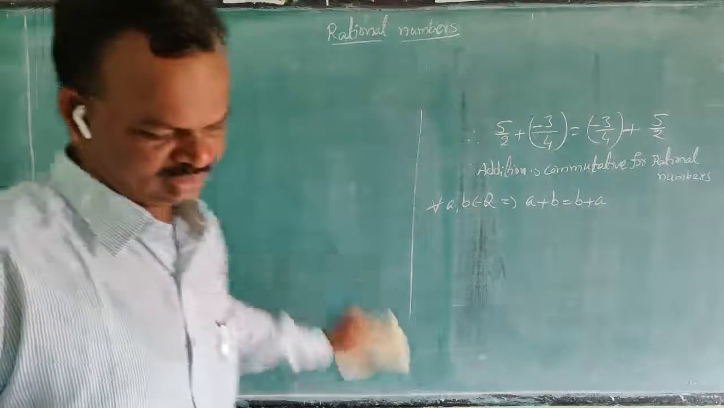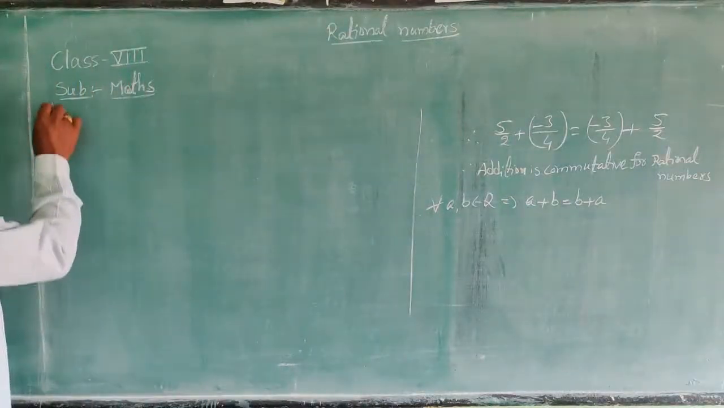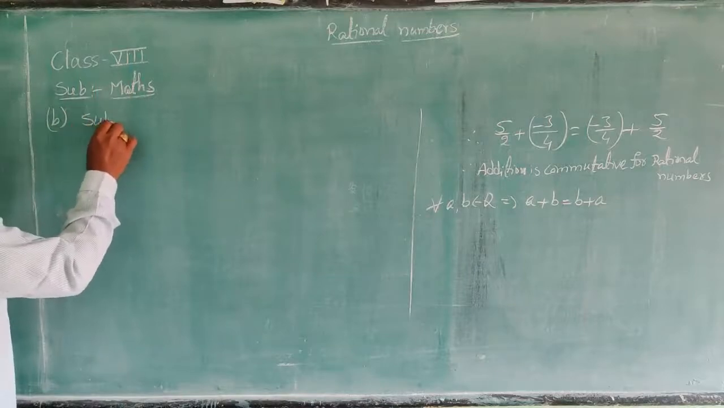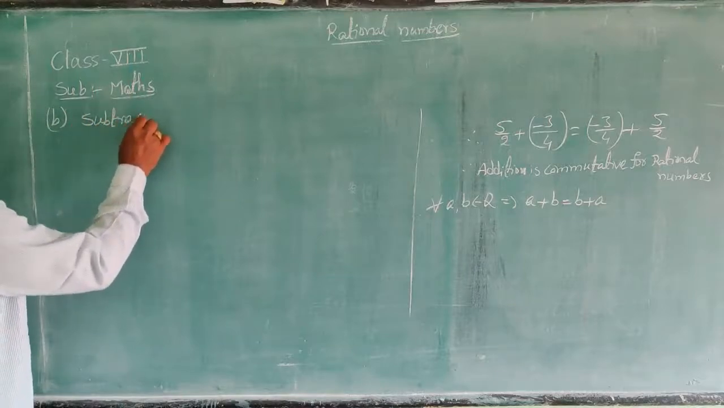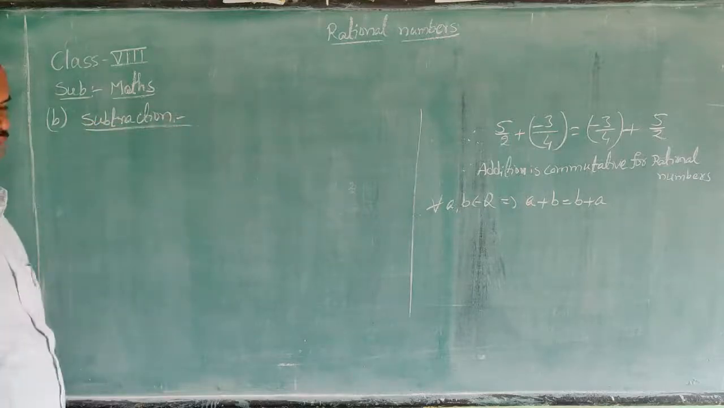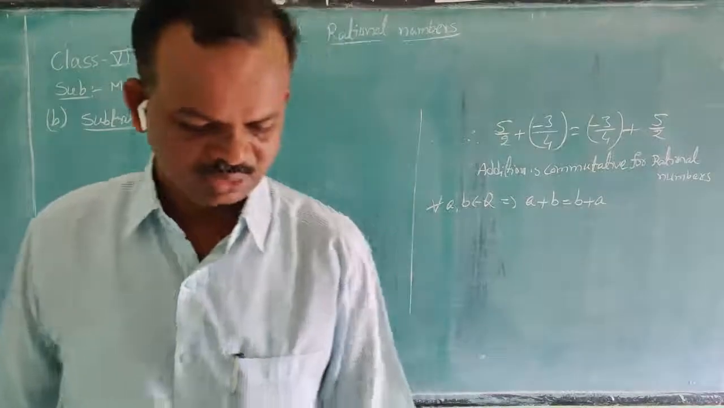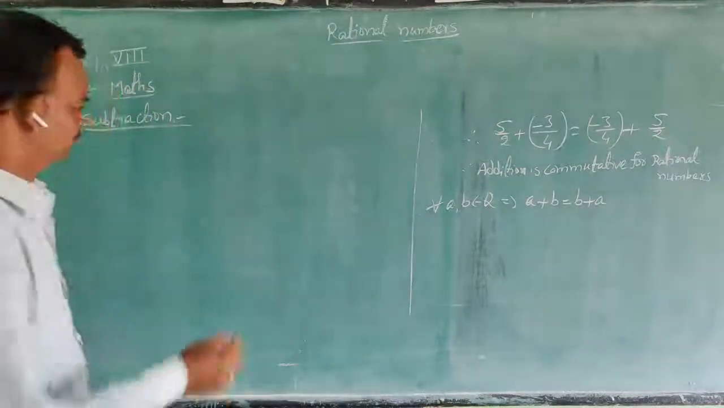Next one is subtraction for rational numbers.